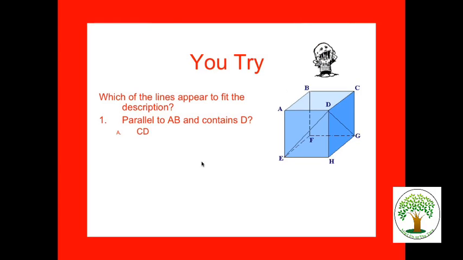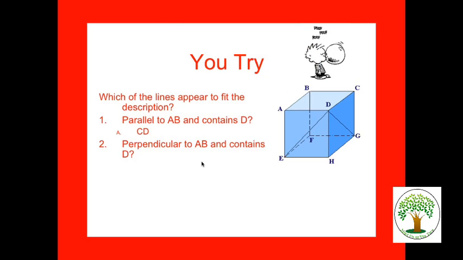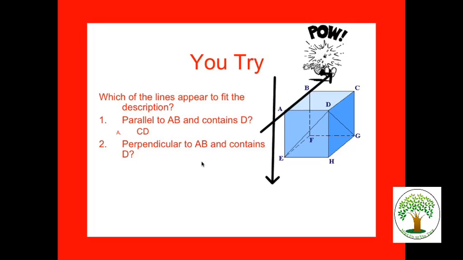All right, number 2. This time it's very similar in the question. This time it's perpendicular to AB and containing D. There are lots of things perpendicular to AB. Here's AB again. There's a lot of things perpendicular. That AE right next to it, all those here, but some of them don't contain D. Which one contains D? AD.